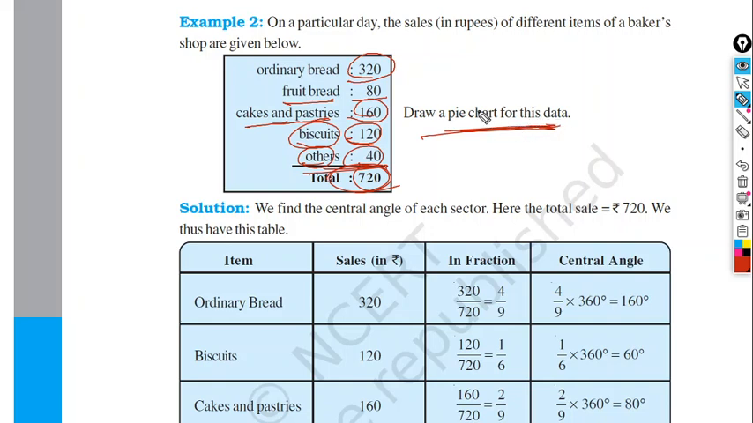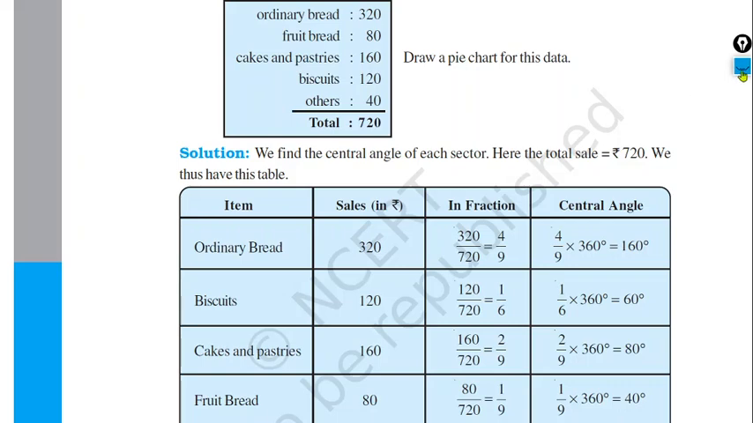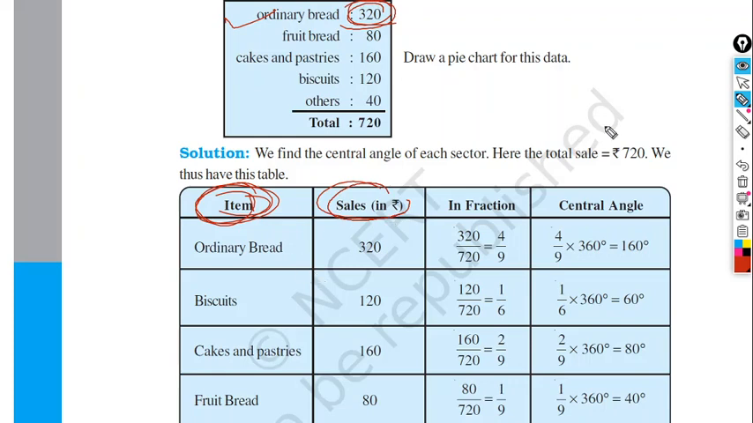As we have already told, before drawing the pie chart we have to make a table. So we have to draw the table first. Let's move to the table section. Now first we will move to ordinary bread. First we will make a table, we give the item, then the sale number. Sale in rupees. Was it rupees or sale in number?